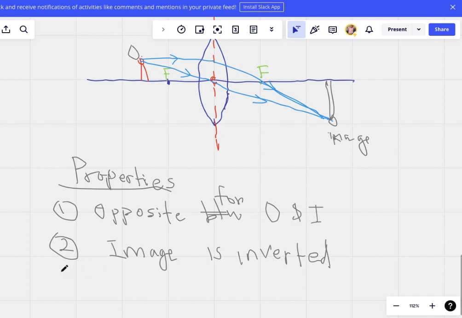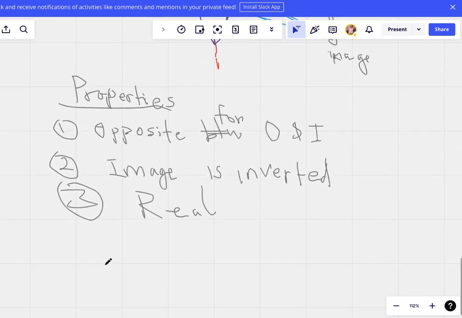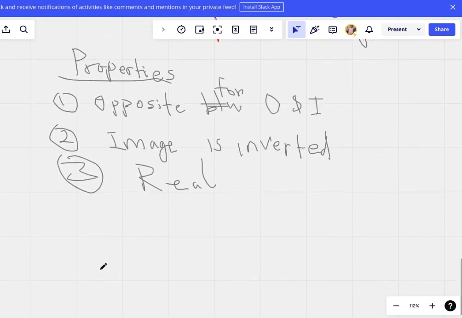Okay. Number 3 characteristics is that the image is real. This is very important in your exam. The image is a real image. It's not a virtual image. We call it real image. That's number 3 characteristics. Number 4, the image is larger than the object, right? Larger than the object, or magnified. You can use the word magnified or larger. So these are the properties of this one.